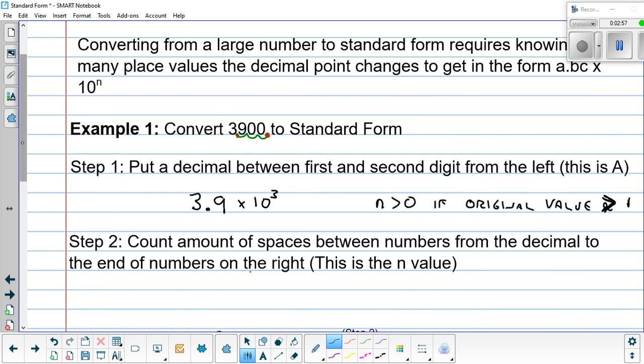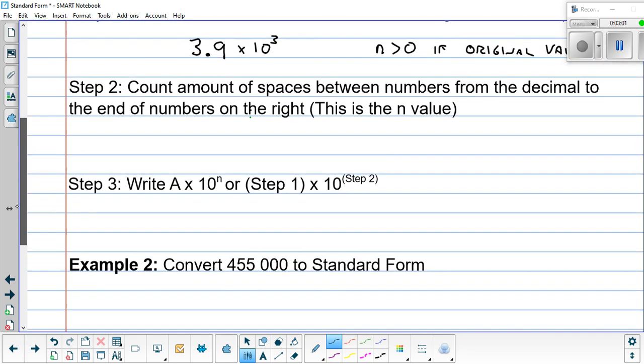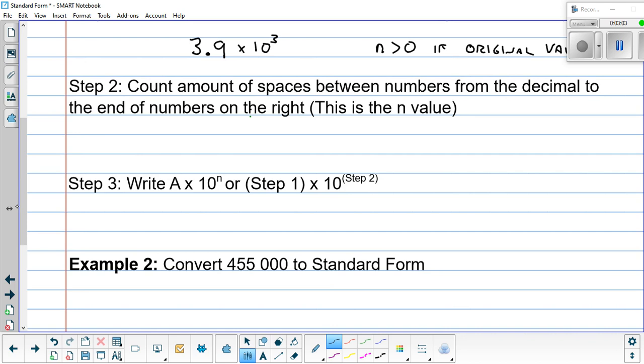Okay, so let's go through another example. That last part, step 3, just says what we did up there. So step 1, this 3.9 times 10 to the power of, well, how many times did we move? 3.